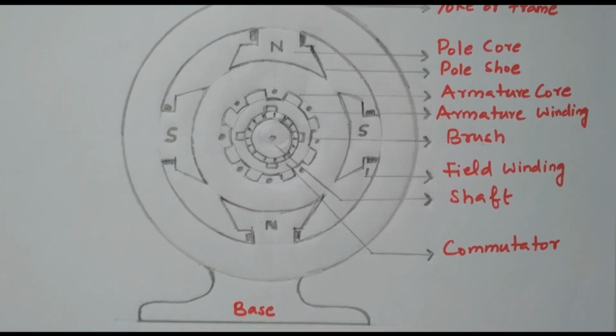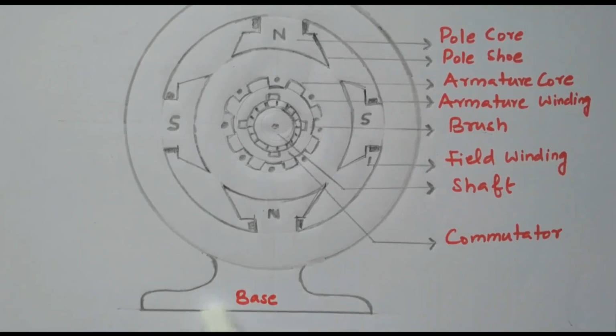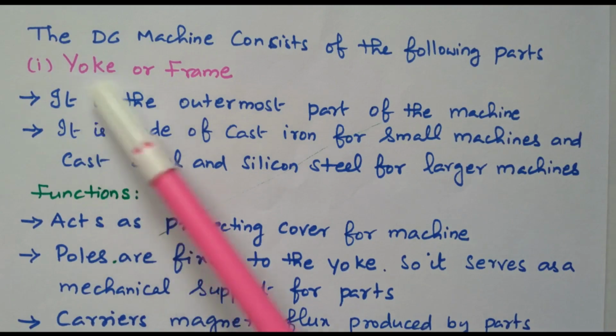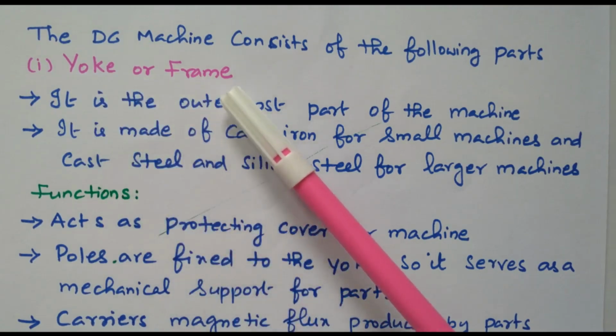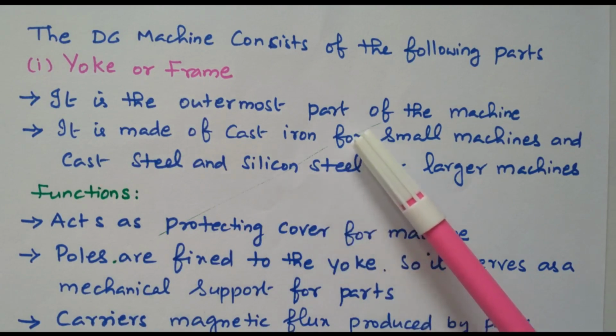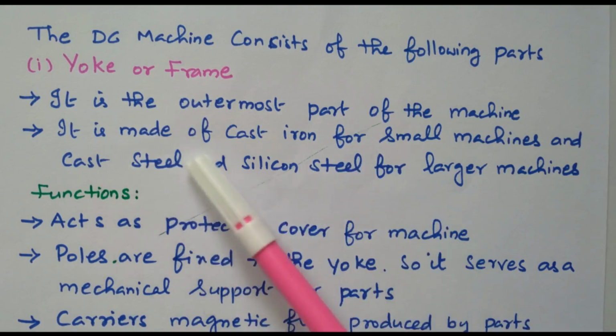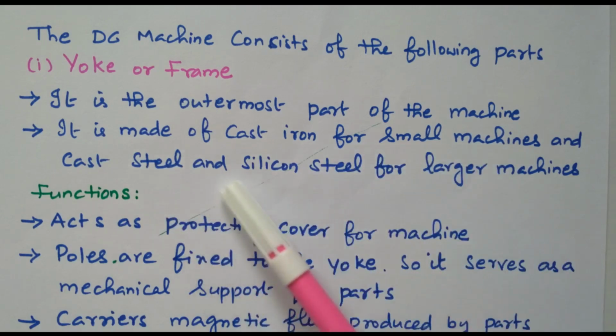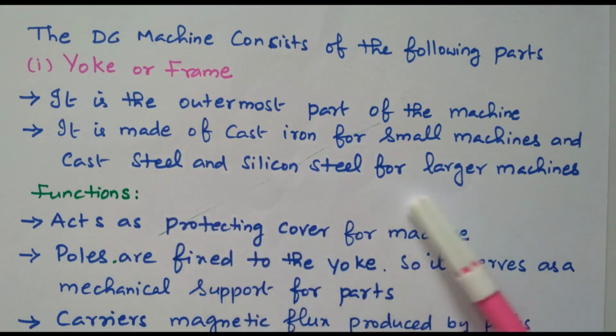The base is available at the bottom. It will hold the entire portion of the stationary part as well as the rotating part. Now we'll go to the description of these one by one. First we will see the yoke or frame. That is the outermost part of the machine. It will hold the entire part. It is made up of cast iron for small machines and cast steel and silicon steel for large machines.